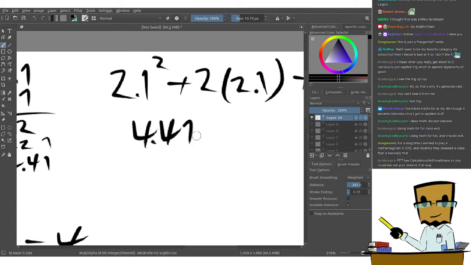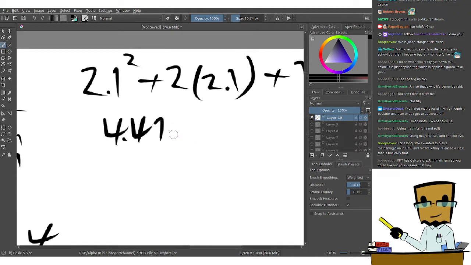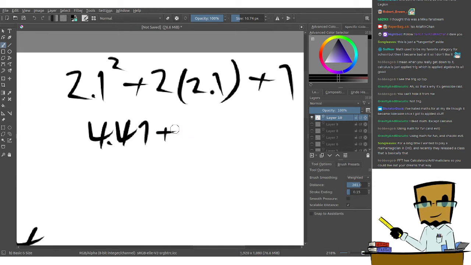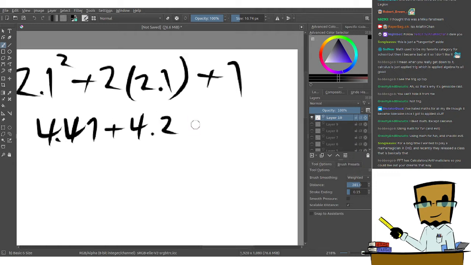Oh. FFT has calculators as the arithmeticians, so you could live out your dreams that way. Oh, yeah. I've heard the Final Fantasy Tactics games were good. Put M together.